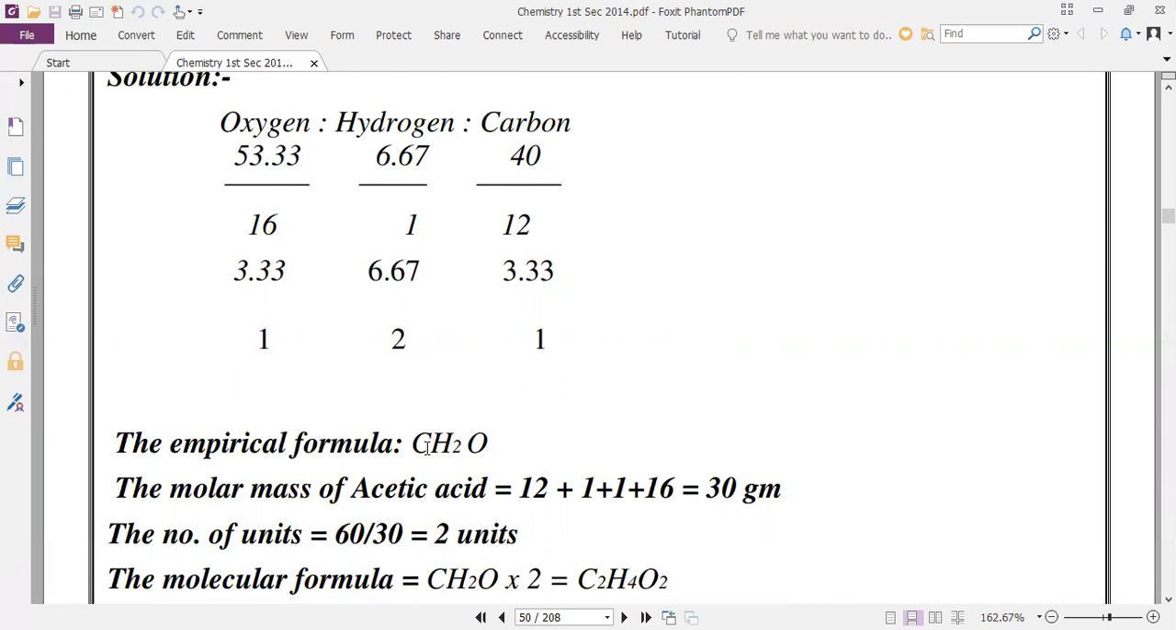So the empirical formula will be 1 carbon, C. We must begin with carbon. 2 hydrogen, H2, 1 oxygen, O. So the empirical formula will be CH2O. After getting the empirical formula, we are going to calculate the molar mass of this empirical formula.